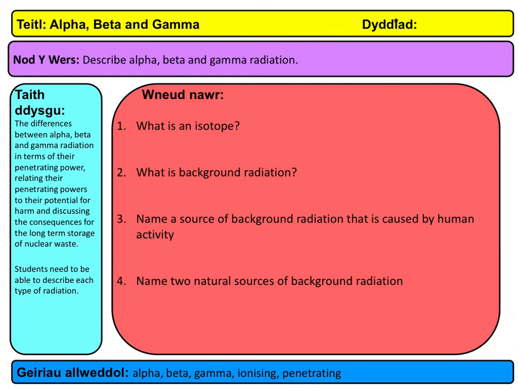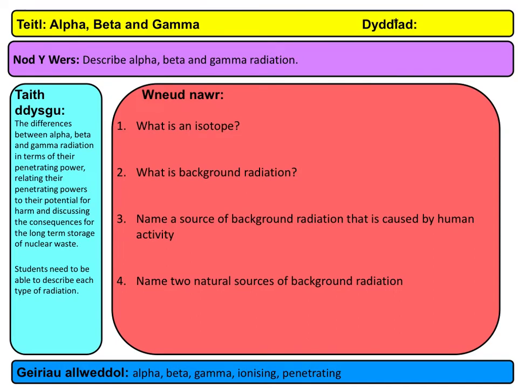Welcome to another lesson on radiation. Today we are looking at alpha, beta and gamma. We're going to find out what they are. So first thing, we've got some do now questions. There's 4 there relating back to previous lessons. So if you could answer those, pause the video and then unpause the video when you've written your answers in your notebook.